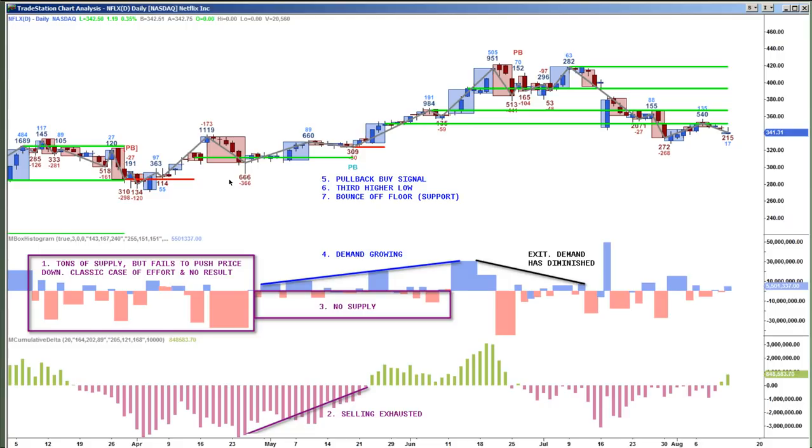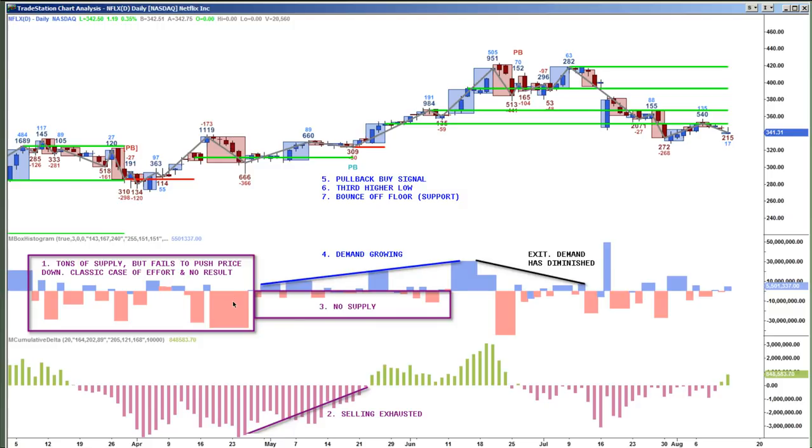Netflix. All right, so here we're using the pullback algorithm. And here we've got a classic case of effort and no result. Let's just jump right into it. Look at this histogram. We've got all this selling. And look, where's price at the end? It didn't come down. From here to here, it didn't really come down. It came down here, but it popped right back up.